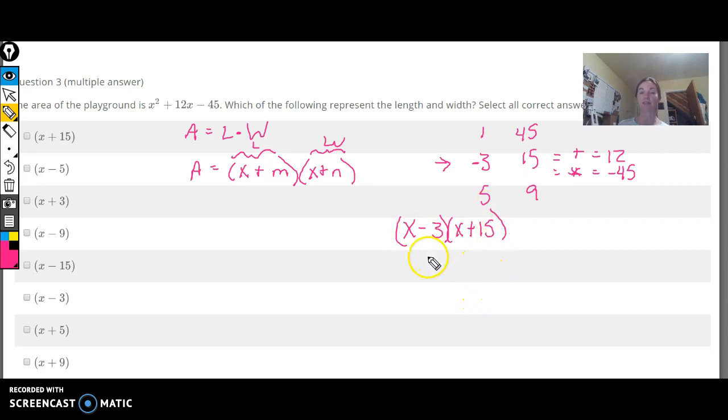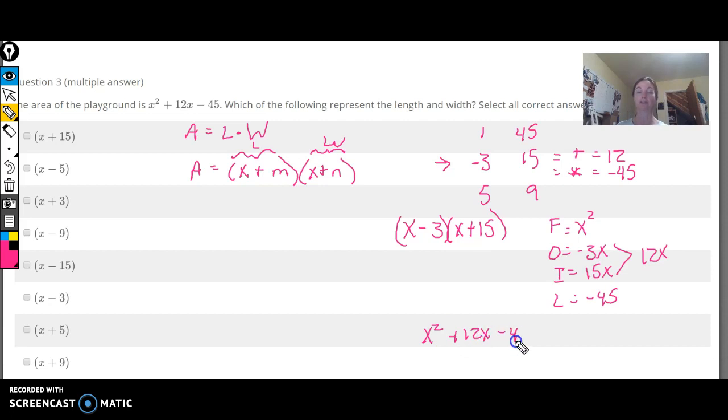And I can double check this, okay? So if I use the FOIL method, I get x squared. O is negative 3x, I is 15x, and L is negative 45. These combine to 12x, and I end up with x squared plus 12x minus 45, which is what I was looking for. So my two factors that I came up with are x minus 3 and x plus 15.